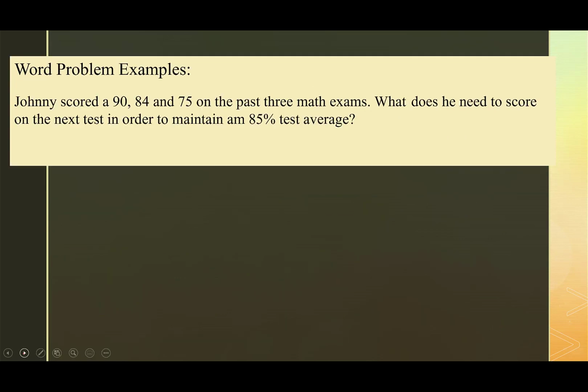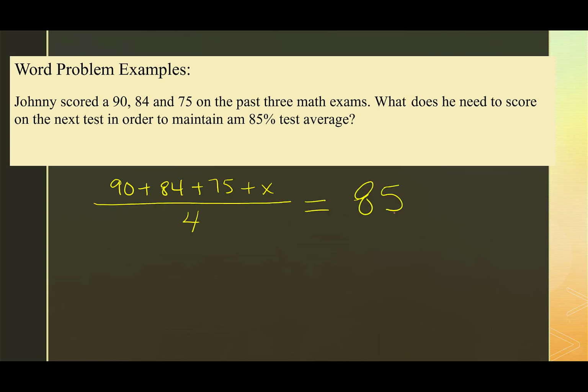The next example: Johnny scored a 90, 84, and 75 on the past 3 math exams. What does he need to score on the next test in order to maintain an 85 test average? So we're going to use what we know about the mean and set up another equation. We know that we can add his 4 test scores together, even though we don't know what that 4th test is. I'm going to call it x for right now. We know when we add those together, divide by 4, that Johnny wants it to be an average of 85. So we're going to just take this equation and solve for x.